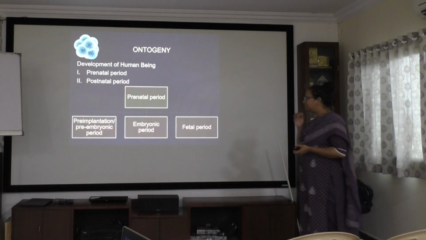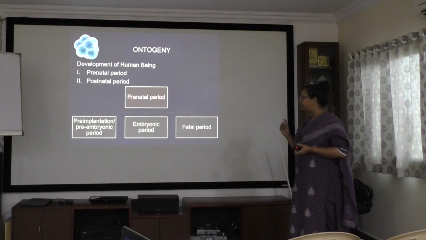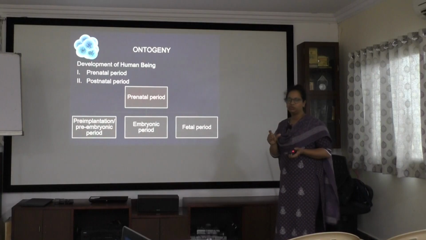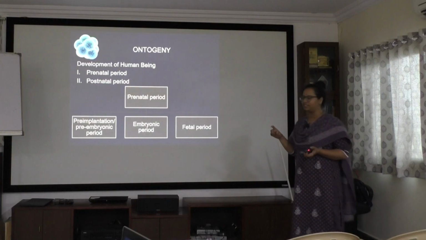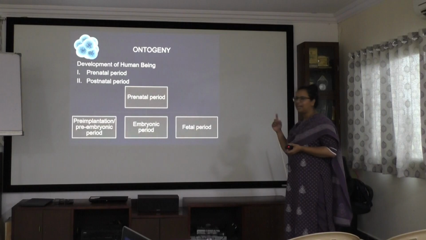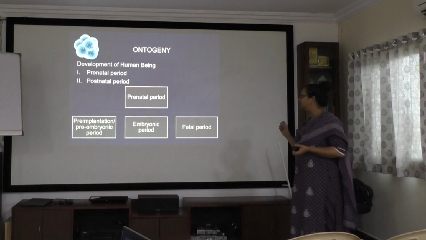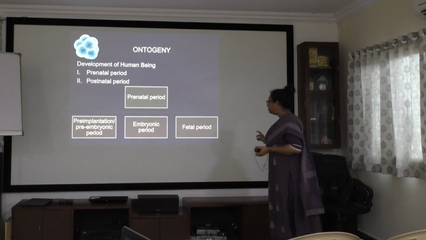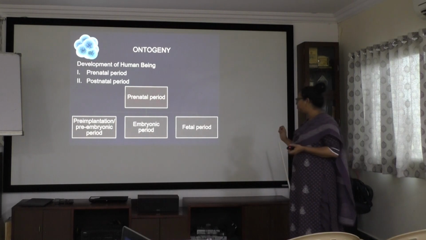Coming to the pre-implantation or pre-embryonic period, that is in the first 2 weeks of the development. After fertilization, starting from the single-celled zygote till the embryo formation, that is the first 2 weeks. It is called pre-implantation or pre-embryonic period. Coming to the embryonic period, that is from the 3rd week of gestation till the 8th week after fertilization. And the fetal period, after 8 weeks till 9 months, till delivery, is called the fetal period.